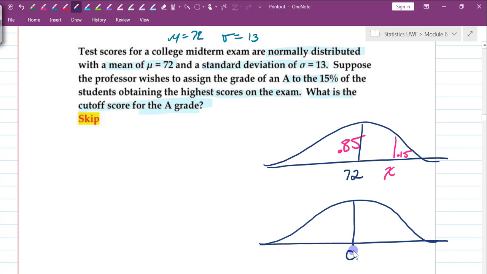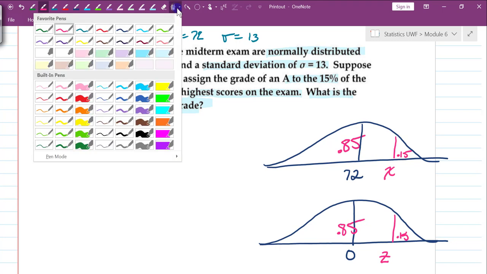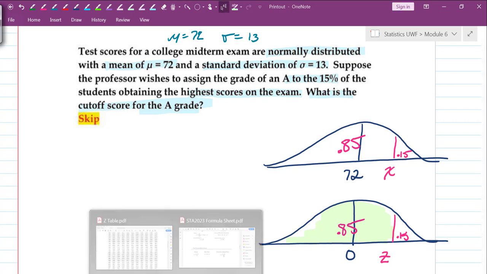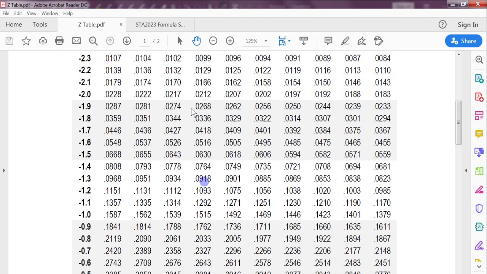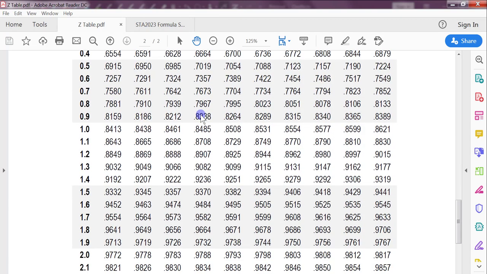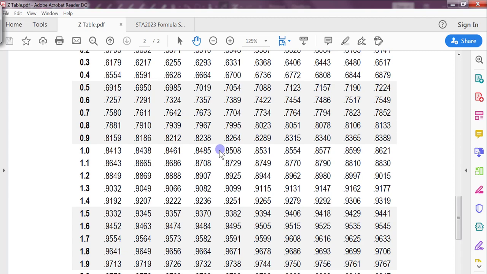And I'm going to find my z value, which I can find. I can't find x right away, but I know what my z value is going to be. If I have 0.15 here, that means I have 0.85 over here. My UWF tables give me this area right in here at 0.85. So I can pull up my UWF tables and I can find 0.85 underneath the curve. We know it's going to be a positive value because 0.85 is greater than 0.5. So we're going to come in here, we're going to say 0.85 is going to be right about here.